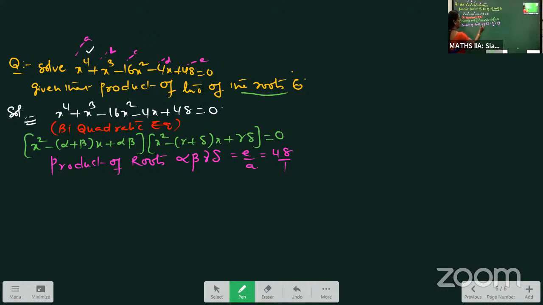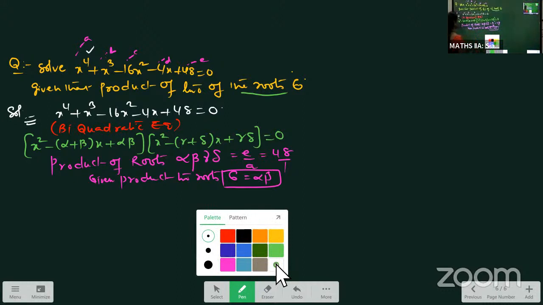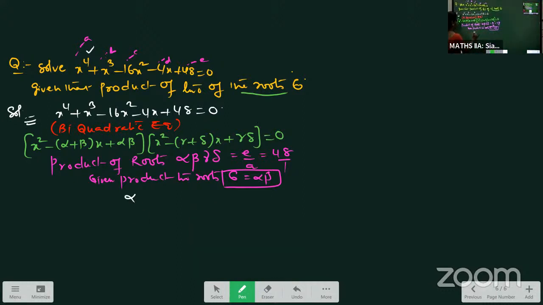Then here alpha beta is given: the product of two roots is 6. That is nothing but alpha beta. Alpha beta value is already given to you. Then substitute that value here. So now alpha beta gamma delta is equal to 48, but alpha beta value is 6, so 6 times gamma delta is equal to 48. 6 will cancel how many times? So gamma delta is equal to 8. We have that.